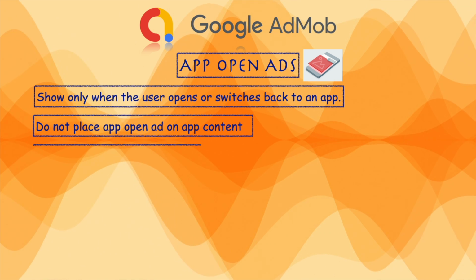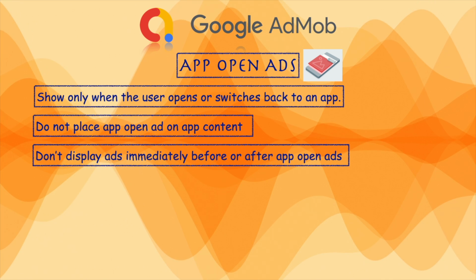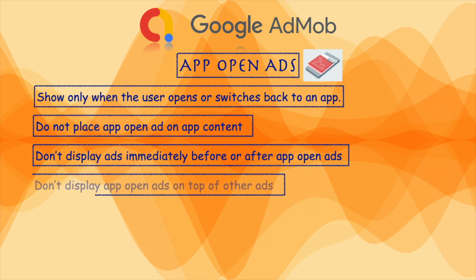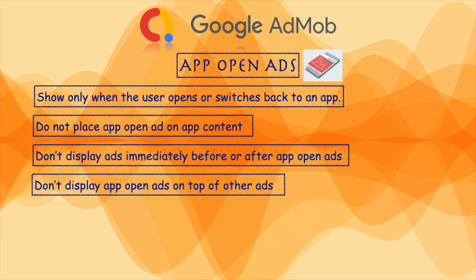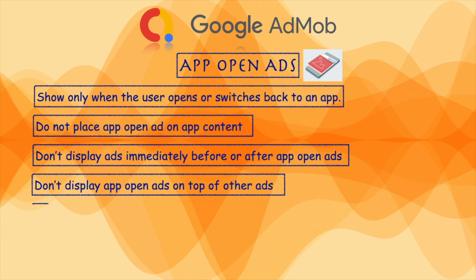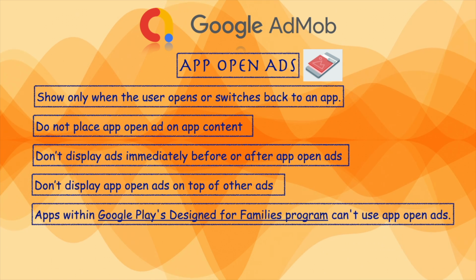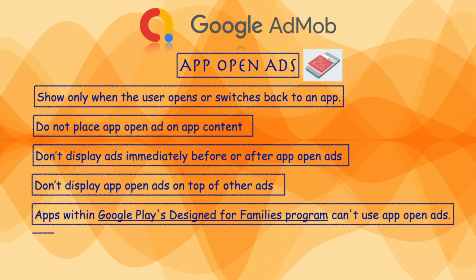Next, don't display ads immediately before or after App Open Ads. Displaying full screen ads immediately after App Open Ad may lead to poor user experience. Don't display App Open Ads on top of the other ads, for example, content with banner ads. Next, apps within Google Play's Designed for Families program can't use App Open Ads. Means, if your app targets children and complies with Google Play's Families policy, then avoid using App Open Ads.